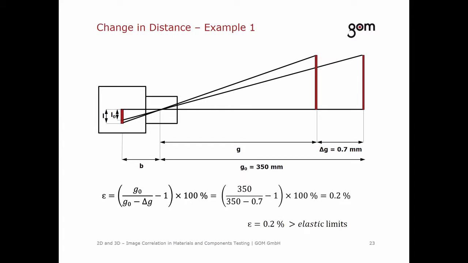The change in distance between the camera and the specimen can have several reasons. As I mentioned before, the thinning of the specimen can lead to a changed distance. Another reason could be a movement of the camera or the camera tripod. The movement of the camera tripod is shown in the next example.